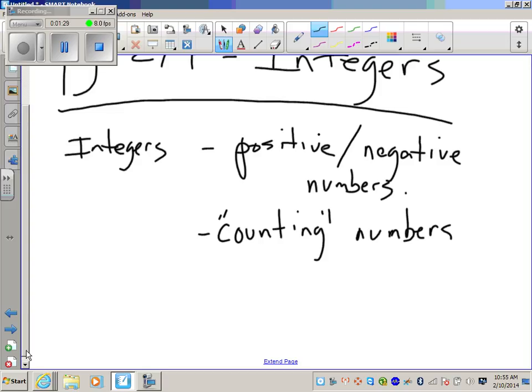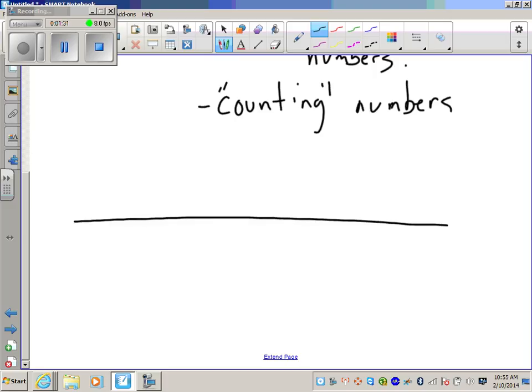You will be making use of a number line.